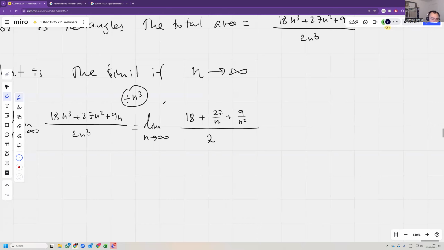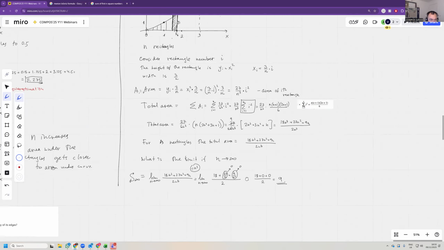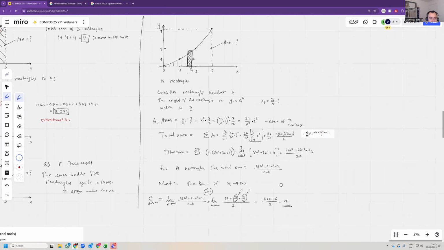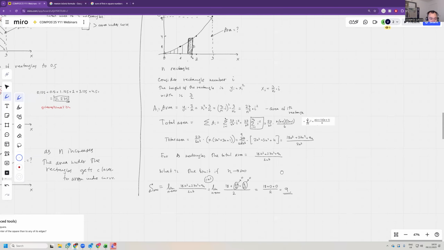But as n tends to infinity, 27 divided by infinity tends to 0. And 9 divided by n squared also tends to 0. So the limiting value is 18 plus 0 plus 0, divided by 2, which is 9. So as the number of rectangles tends to infinity, the area tends to 9.